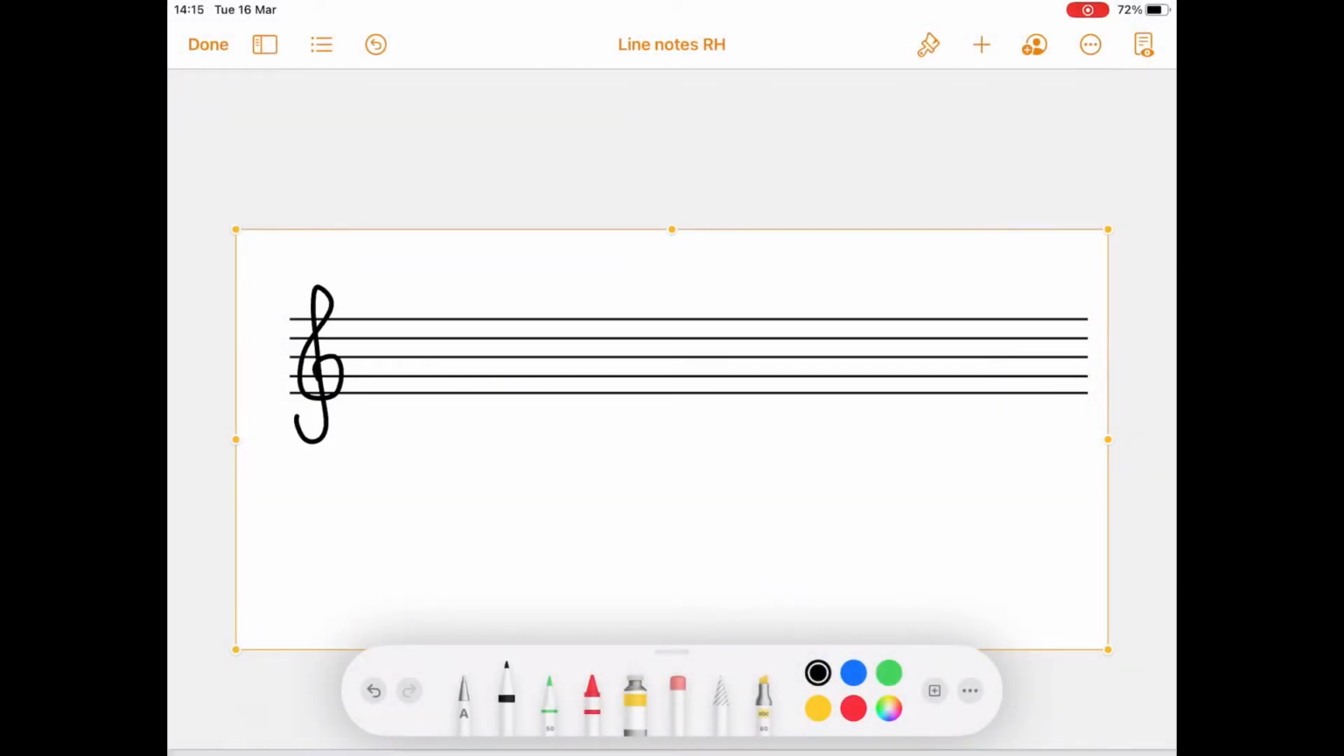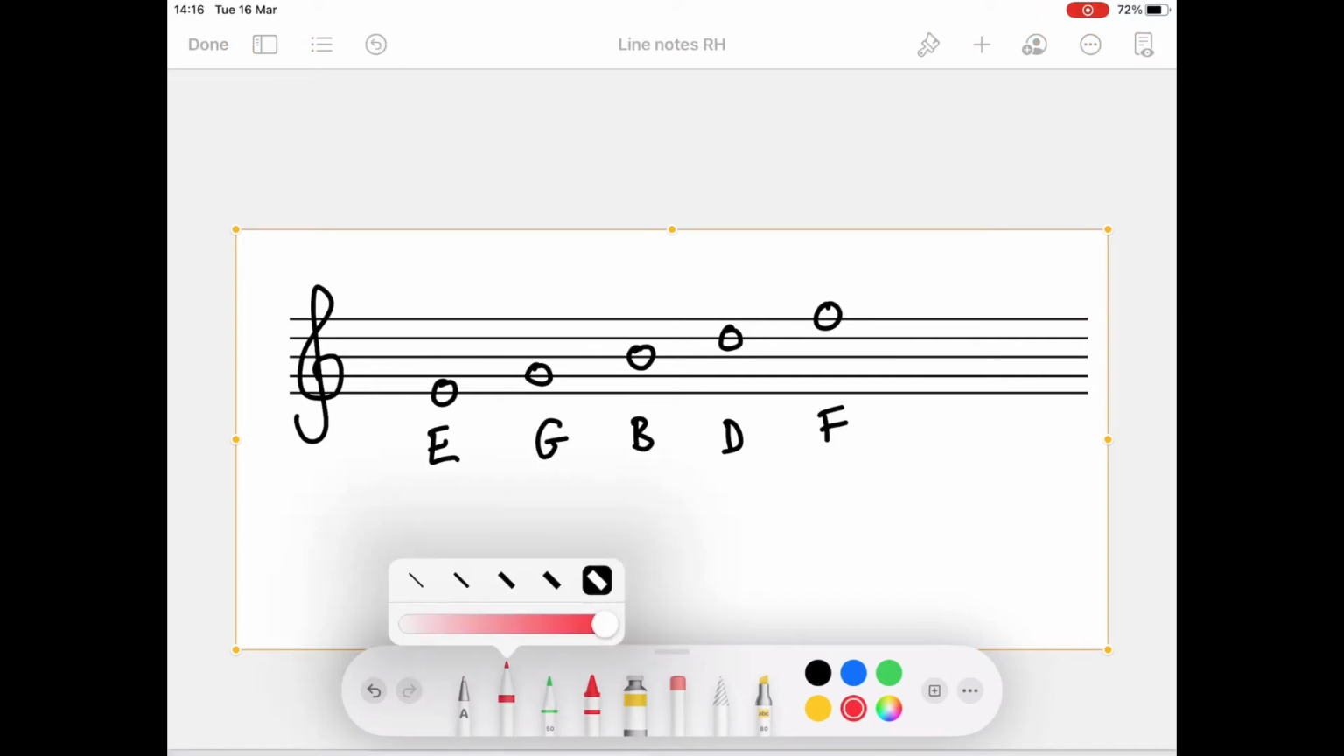Now we're going to take a look at the treble clef notes which come on the lines on the stave. There are 5 lines and so there are 5 notes. Let's fill these in now and then we can work out a way to remember them. We've got E, G, B, D and F. They don't spell a word, but we can think up a sentence to help us remember the order of these notes.